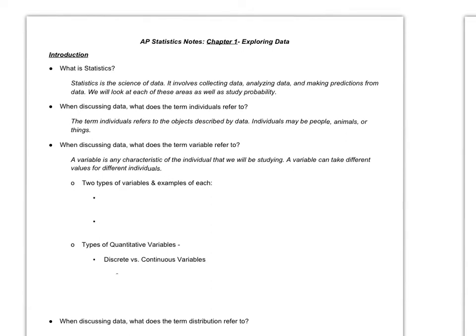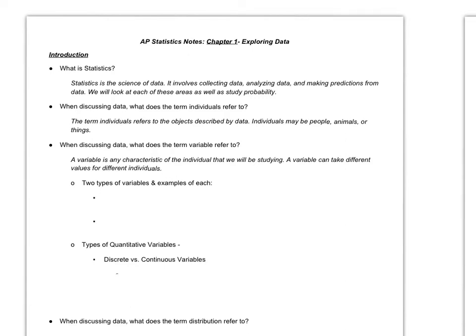So for example, if we were talking about Columbus students and we wanted to learn about the hair color of Columbus students, our individuals would be the Columbus students because that's who we're interested in learning about. And the specific characteristic we want to learn is their hair color. So that hair color would then be considered the variable.